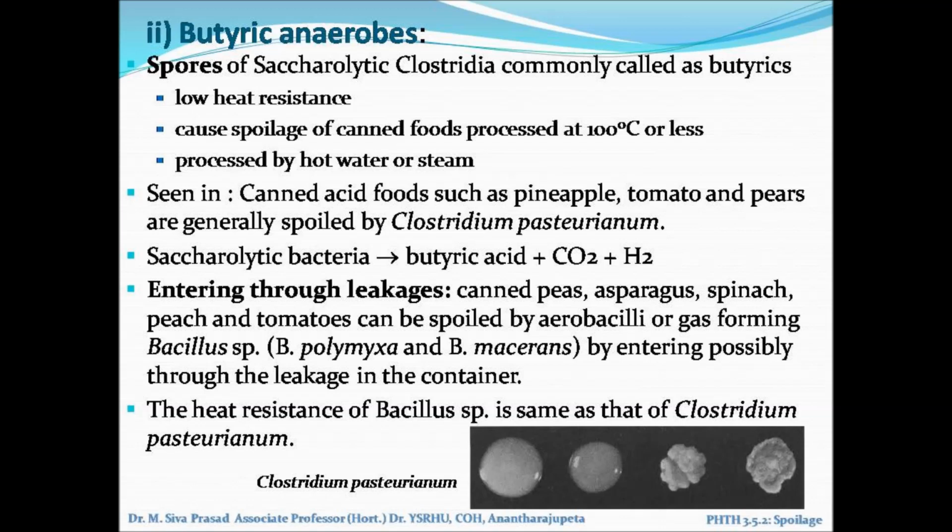Another type of bacteria, bacilli, enter the cans through leakages. So the spoilage caused by butyric anaerobes is due to these saccharolytic clostridia, either due to under processing when they are processed at less than 100 degrees Celsius, or use of steam or water in the commercial units, or through the leakages present in the seam. There may also be chances of entry of bacteria like Bacillus species, which may cause these butyric anaerobes.